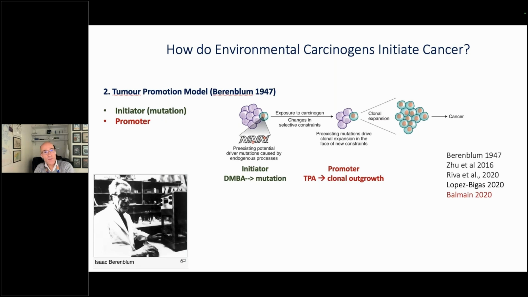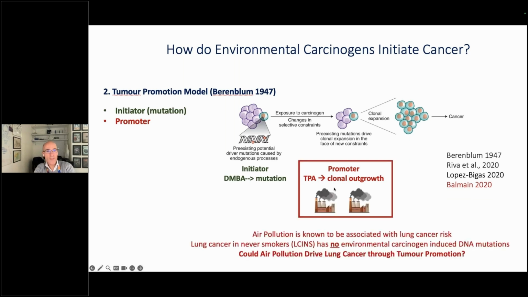Now, the important thing to say about this two-step model is that neither step alone is sufficient to induce a cancer. In other words, the mutation alone cannot initiate a cancer, and the inflammation, the promoter alone, cannot form a cancer. You need both. And so we wondered whether air pollution, because we know it's not causing mutations, might act as a promoter and drive inflammation and the expansion of pre-existing clones present in normal tissue.